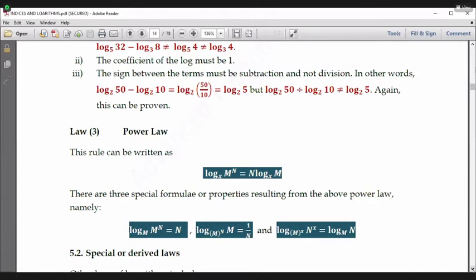Now the scenario is similar here. Log to base x of m raised power n. The index multiplies the log, so I get n log to base x of m. I want to tell you what is log to base.